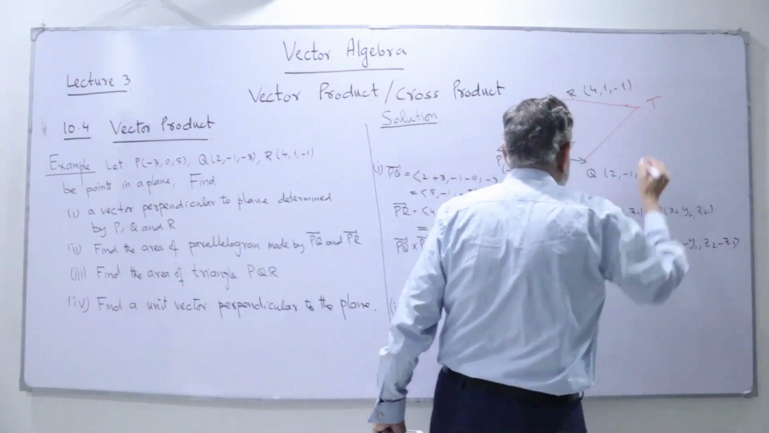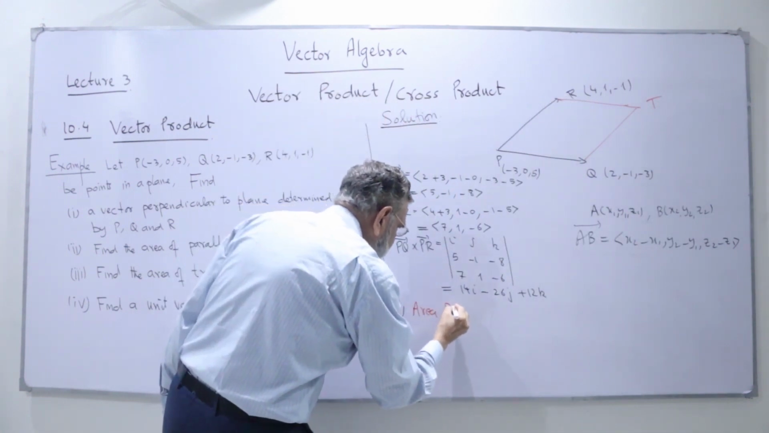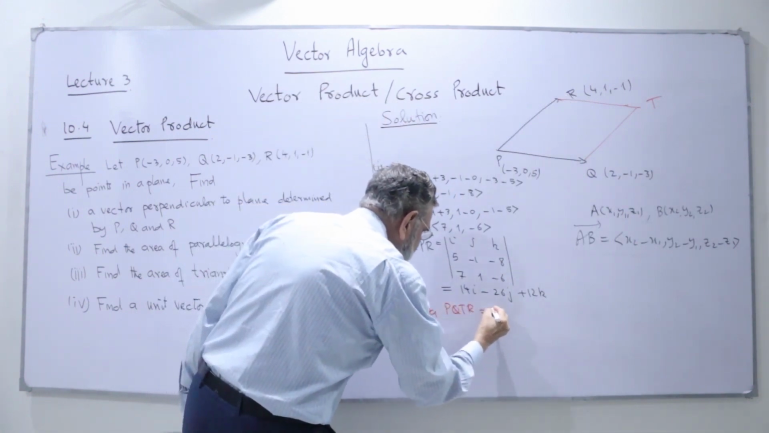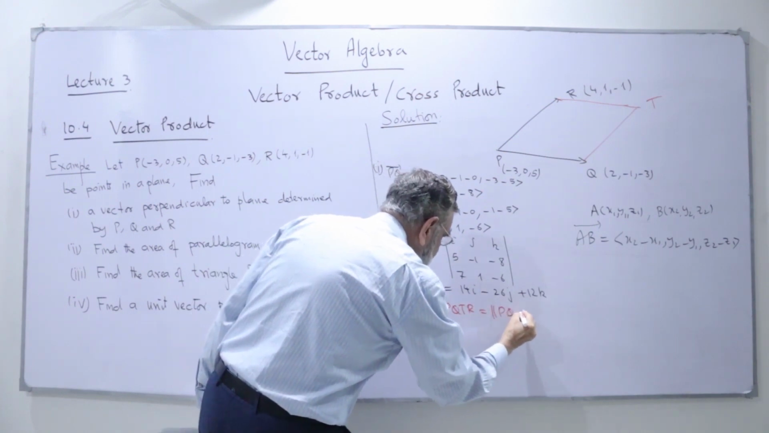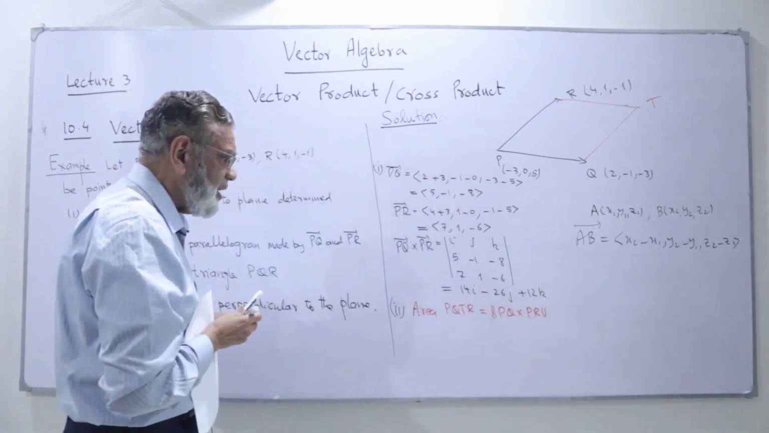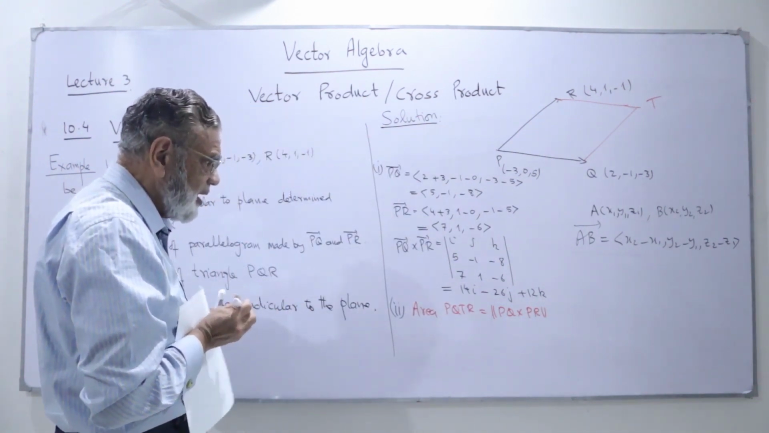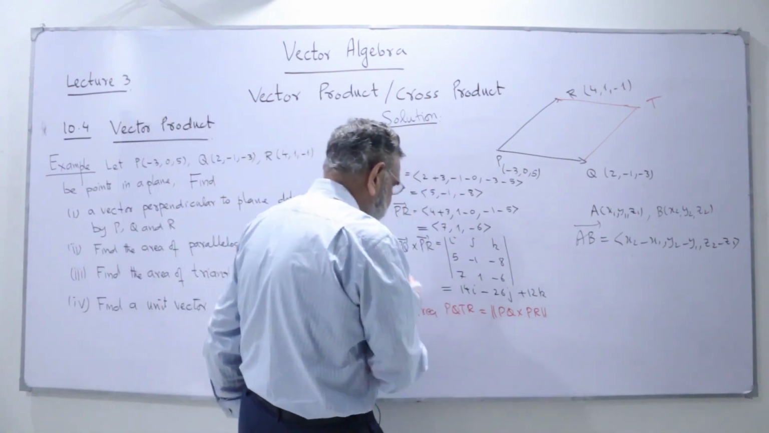I take here T, P, Q, T, and R. P, Q, T, R is the magnitude of PQ cross PR. So that gives me, and I want to find the magnitude of this one. And magnitude is equal to the vector PQ cross PR.